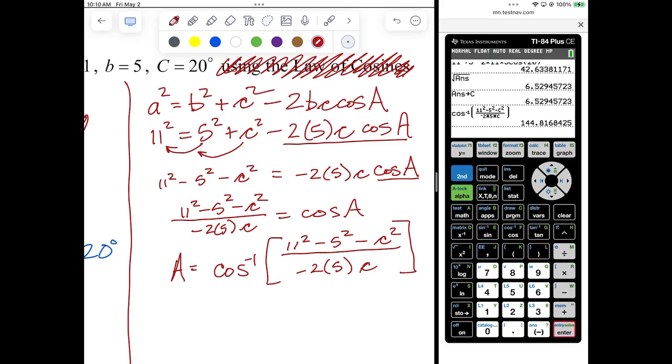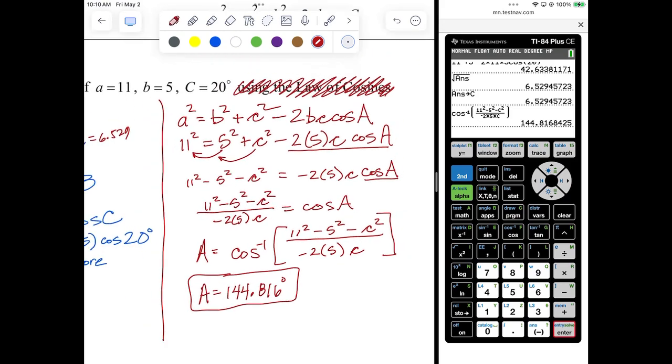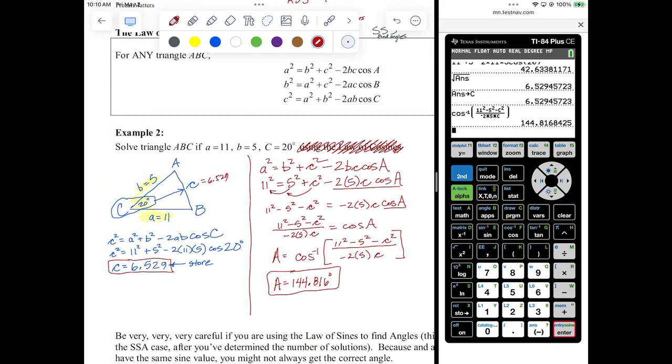So we hit enter, and look at this, we get angle A is 144.816 if you truncate, 817 if you round, degrees. I'm going to box that so it stands out in the crowd. Now, an angle of 144 means it's what type of angle? It's obtuse, isn't it? Do I have it drawn as an obtuse angle in my triangle? Nope. Is that okay? Yes, because your triangle is only there to help you orient yourself to the sides and the angles. It doesn't have to be drawn to scale.